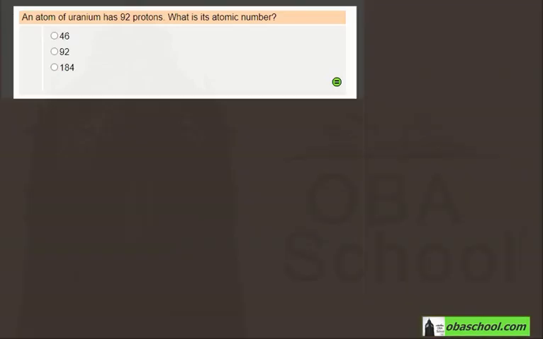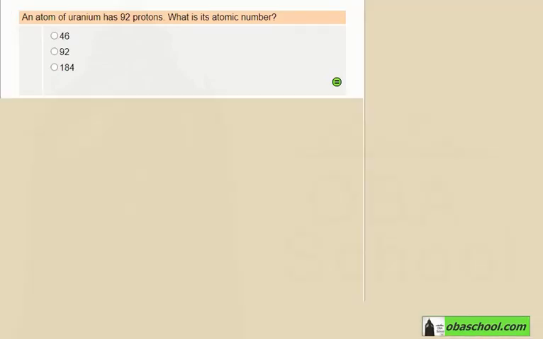Now let's take a look at this example. An atom of uranium has 92 protons. What is its atomic number? To answer this question, you should know the definition of an atomic number. So what's an atomic number? Yes, you're right. It's the number of protons inside the nucleus. So the atomic number is 92.